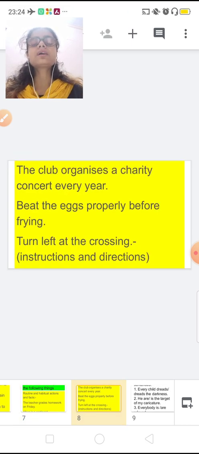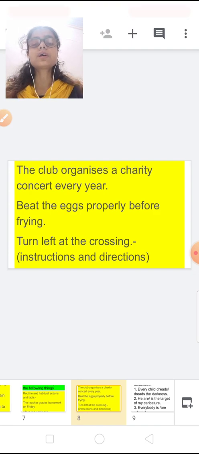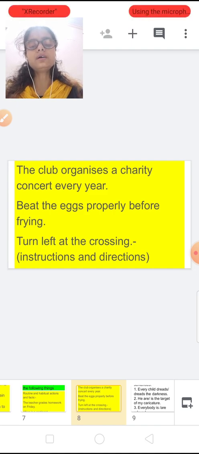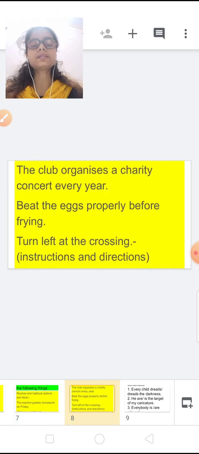Now the club organizes a charity concert every year. So here, beat the egg properly before frying. It also includes instructions and directions. Turn left at the crossing. So here are some examples of the simple present tense.